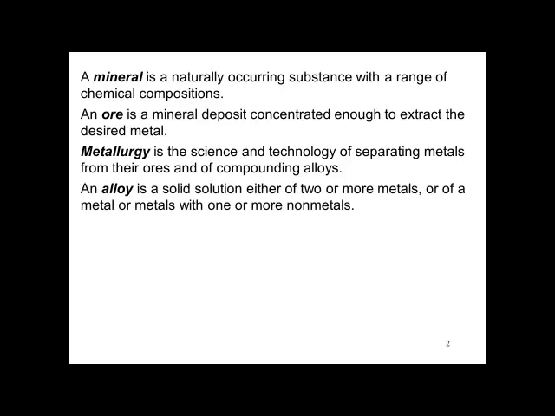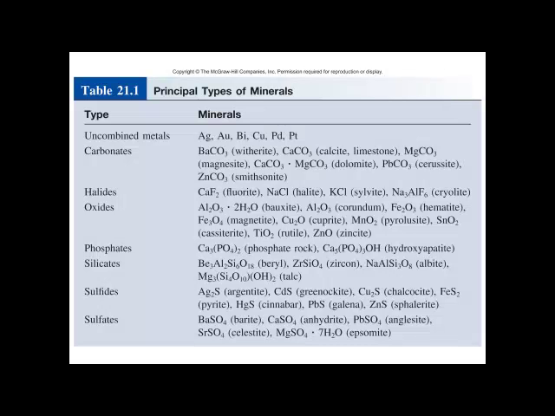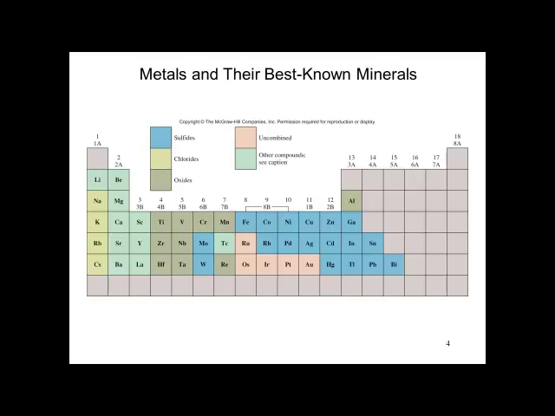An alloy is a solid solution either of two or more metals or of a metal or metals with one or more nonmetals. Recovery of the metal from its ore involves preparation of the ore, production of the metal, and purification of the metal. This chart shows the principal types of minerals. The periodic table also shows in graphical form how most metals are combined with sulfides, chlorides, or oxides.